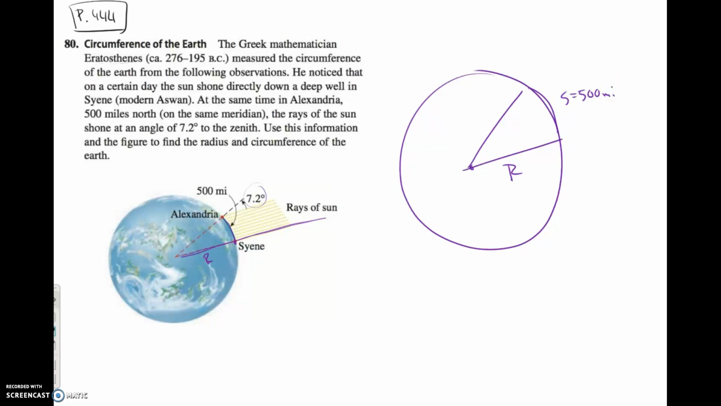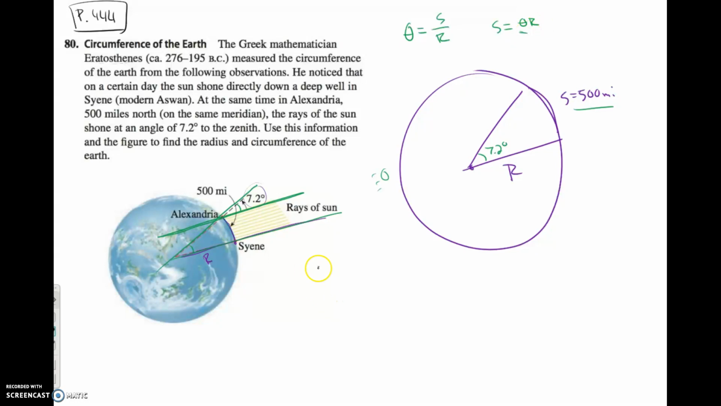Because of some simple geometry, the sun is coming from a long way away, so these lines are pretty much parallel, cut by a transversal, and then these angles are the same. So this is 7.2 degrees. I want the radius, I know the central angle, and I know the arc length. The angle is equal to the arc length divided by the radius, or the arc length is equal to the angle times the radius. However, that angle needs to be in radians.